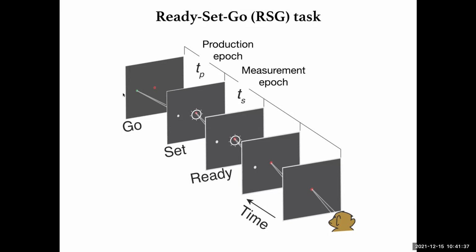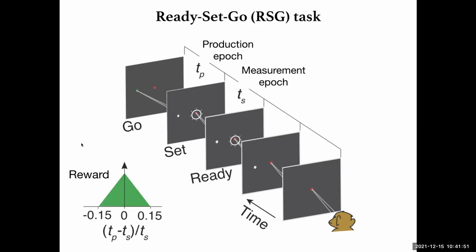Now, the goal of the monkey on every trial is to make sure that the time between the ready and the set, which we control experimentally, matches the time between the set and its own motor response. To be more specific, the animal is rewarded maximally if the TP, which is the produced interval, matches the sample interval, and the reward linearly decreases with the relative error.